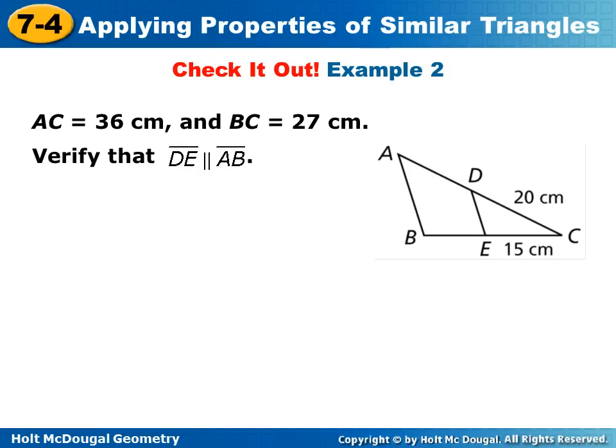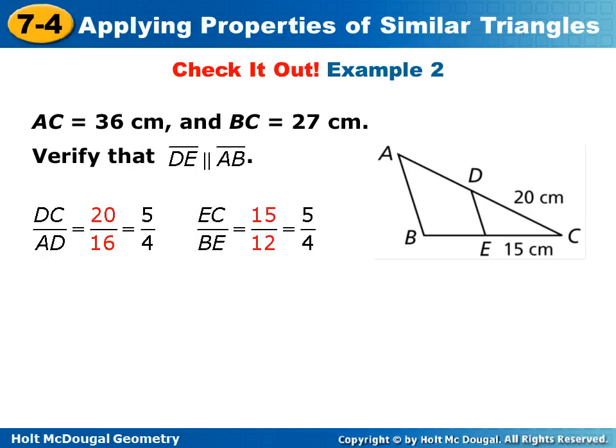Here's an example where we have AC equal to 36 centimeters and BC equal to 27 centimeters. DC is 20, as we can see in the picture, and EC is 15. We want to verify that DE is parallel to AB. DC to AD is 20 to 16. We got the 16 by subtracting 20 from 36.